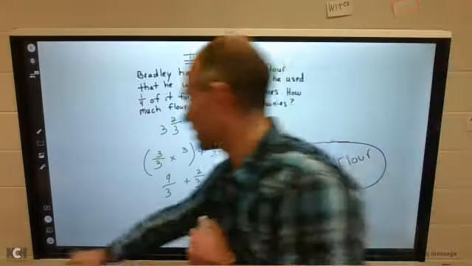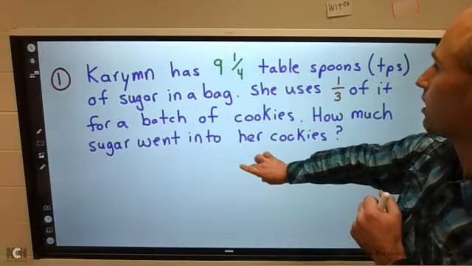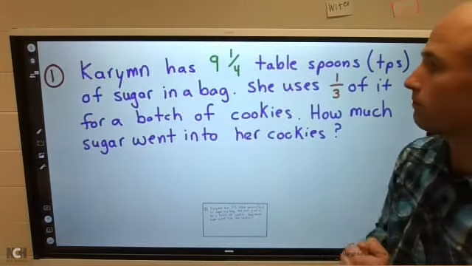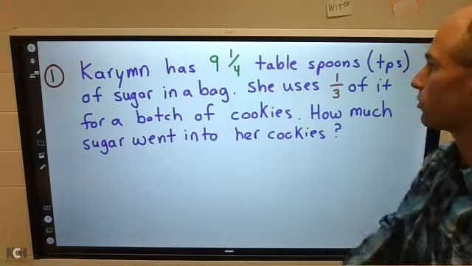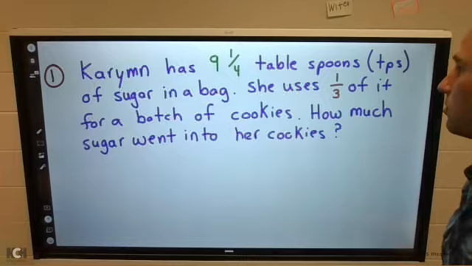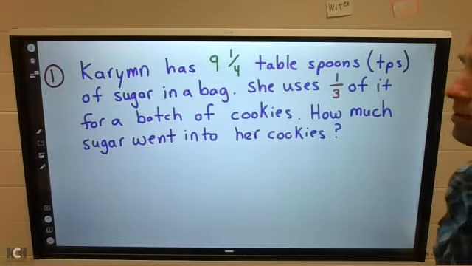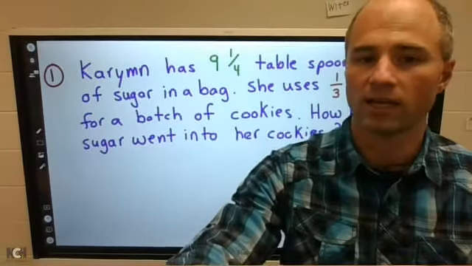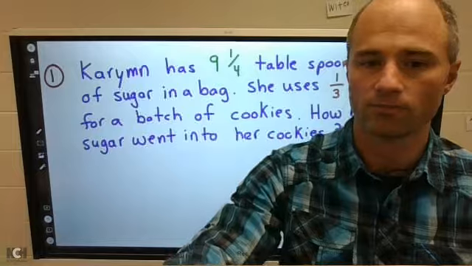All right, so now what I'd like you to do is solve this problem on your own. Go ahead. Carmen has 9 1/4 tablespoons, TPS means tablespoons, of sugar in a bag. She uses 1/3 of it for a batch of cookies. How much sugar went into her cookies? Hit the pause button and go ahead and do that now.